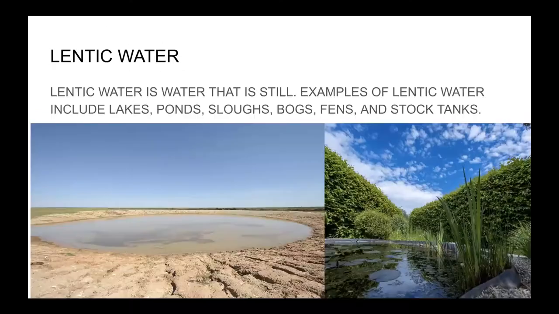So let's talk now about lintic water. Lintic water is water that is still, it doesn't flow. And examples of lintic water include lakes, ponds, sloughs, bogs, fens, and stock tanks. So if you'll look at the stock tank over on your left, this is man-made, it's a collection of water for the cattle to come and drink. And very often these are ephemeral. If it gets real dry, they'll just dry up and the farmer will have to rely on his windmill to pump water to give water to his livestock.